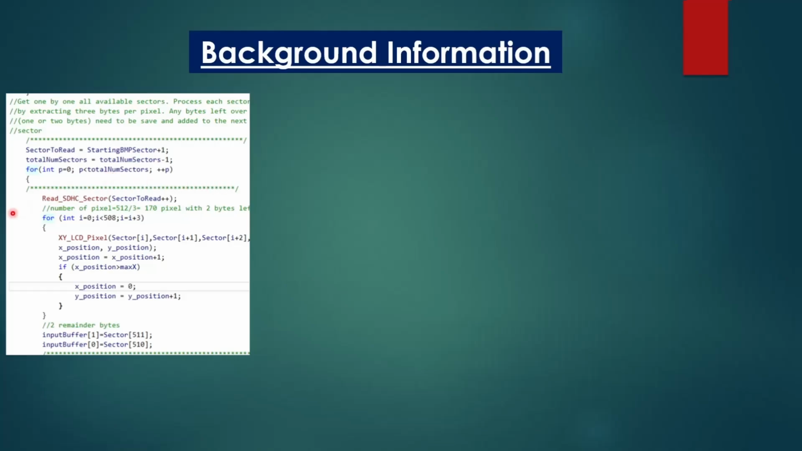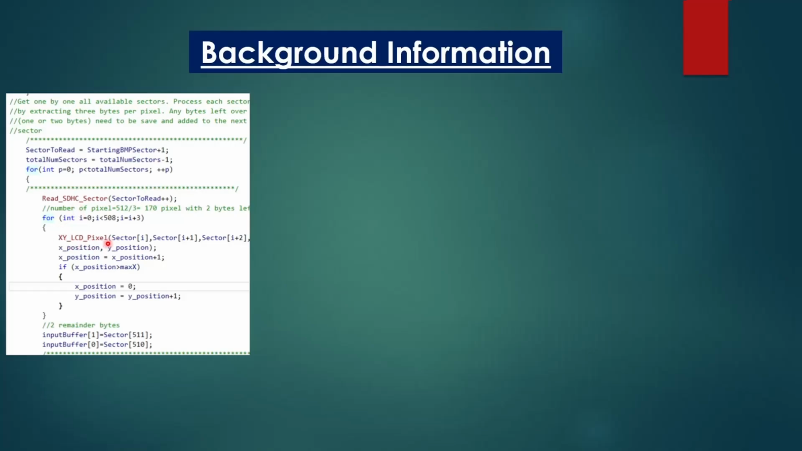So what do I do in this loop? First I'm going to read the current sector and increment it. Then, as I noted before, the first sector that I read is complete, which is 512 words. I'm going to go between 0 and 508, and I'm going to have 2 words left over. So that's what I do here.